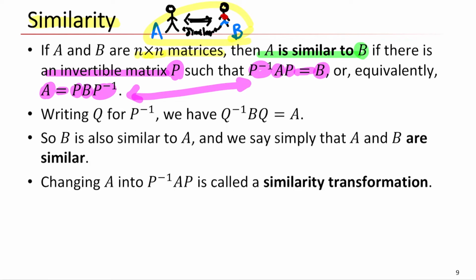So in this case, if there is an invertible matrix P that satisfies this equation, we call matrix A and matrix B similar. In other words, if we write the matrix Q as the inverse of P, we have Q times B times Q inverse is equal to A from here, right? So B is also similar to A, and we say simply that A and B are similar.